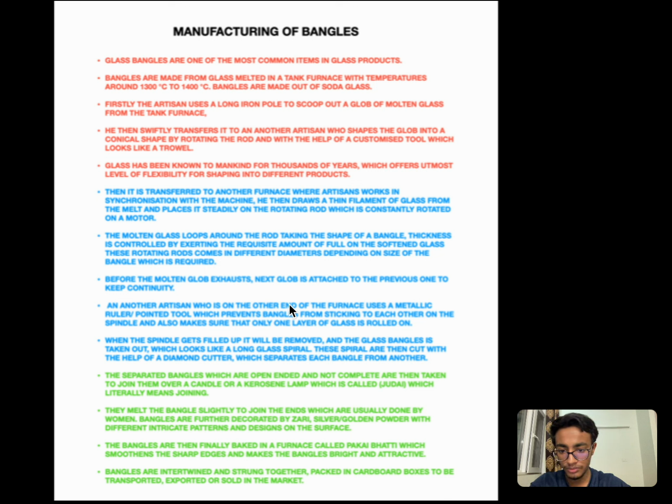Then they melt the bangles slightly to join the ends, which is usually done by women. Bangles are further decorated with jari, silver, or golden powder in different intricate patterns and designs on the surface. The bangles are then finally baked in a furnace called pakaibatti, which smooths the sharp edges and makes the bangles bright and attractive. Bangles are intertwined and strung together, packed in cardboard boxes to be transported, exported, or sold in the market.